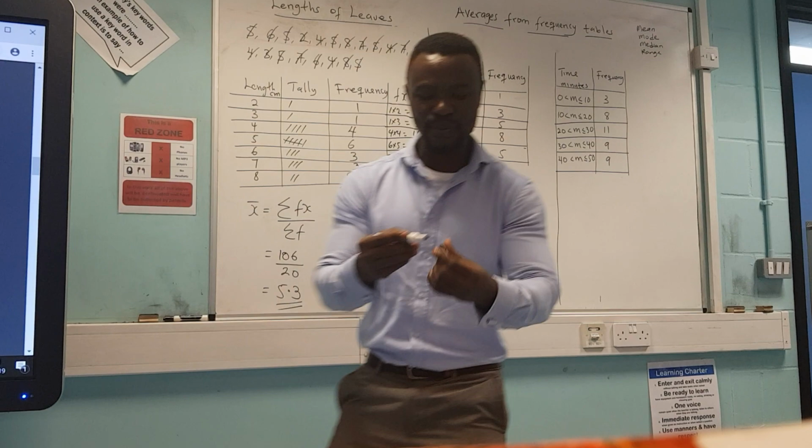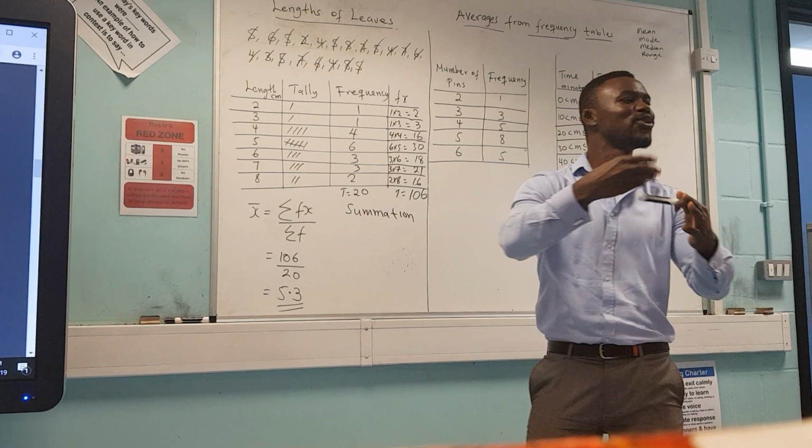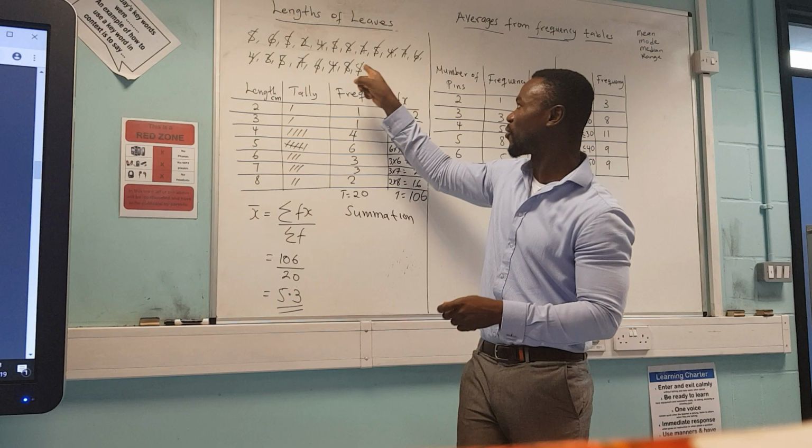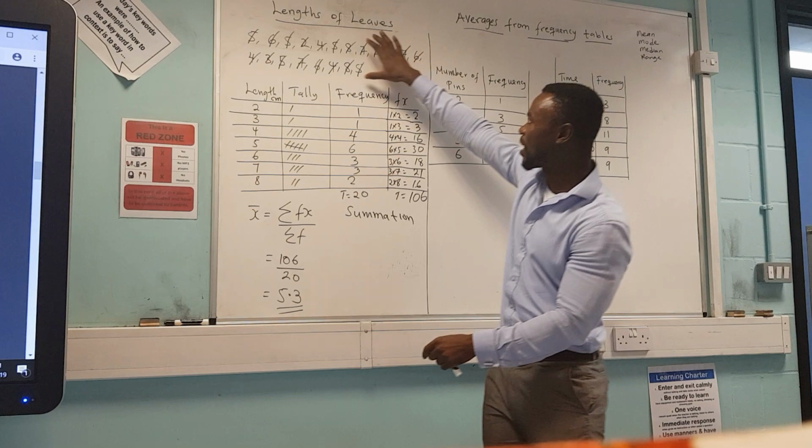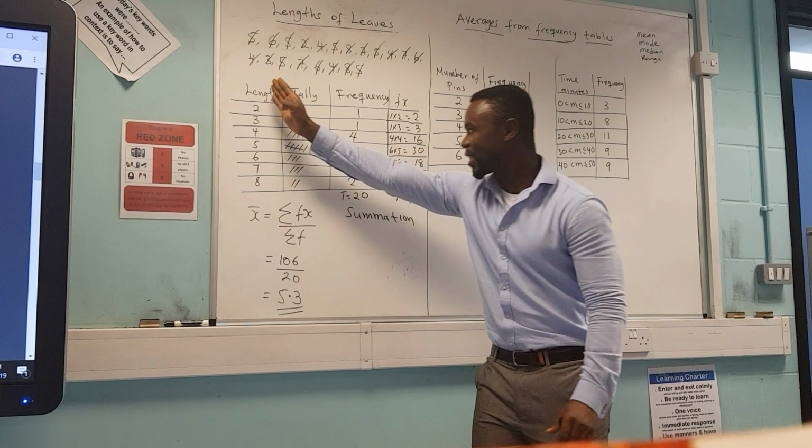Then they will ask you to find the mode. Here, because the numbers are written down, it's easy to know which one is the mode. The mode means the most common number. So the number that they have written more, or the number you see most of the time, that is the meaning of mode. If the numbers were not written, and we're looking at the table, then the mode is the number here that has the highest frequency.